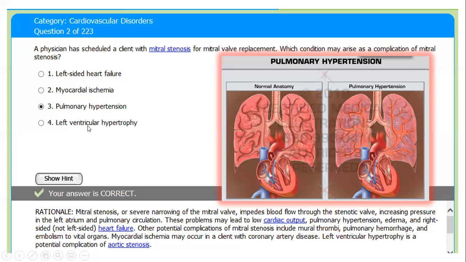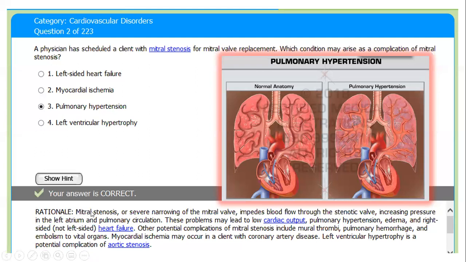So, what is pulmonary hypertension? Let me explain one more time. It is a condition in which high blood pressure affects the arteries of the lungs or the right side of the heart, and this results in chest pain or shortness of breath.